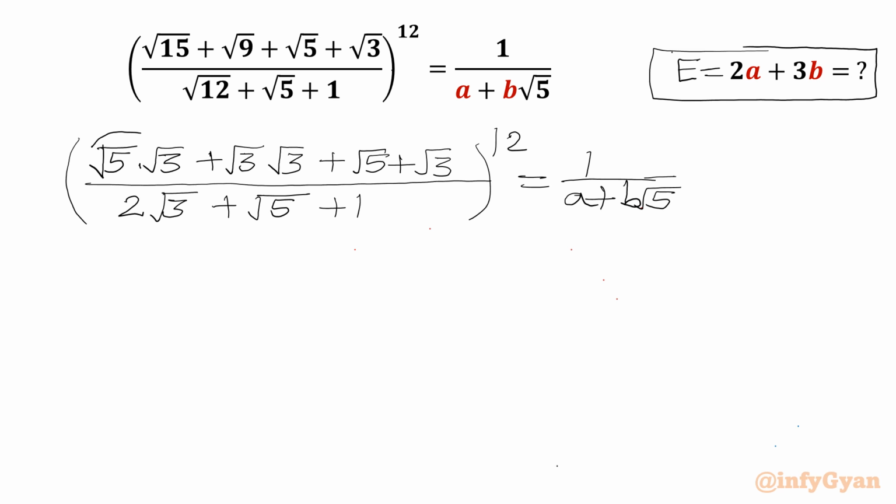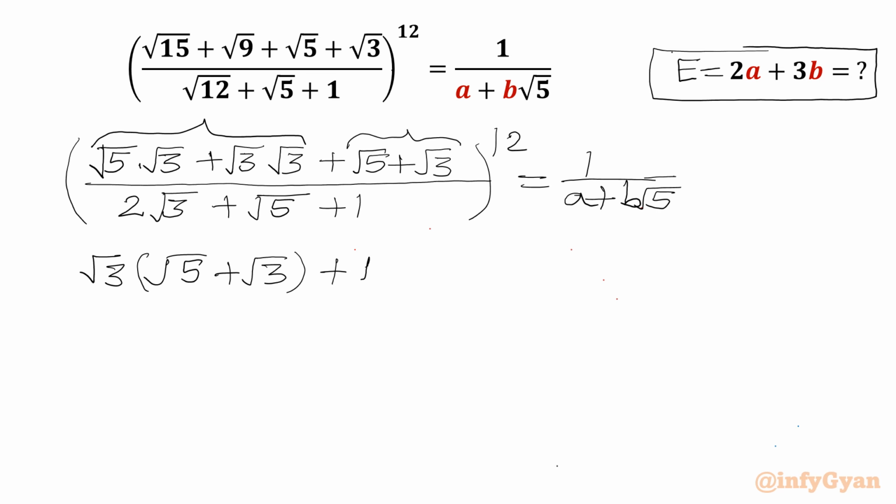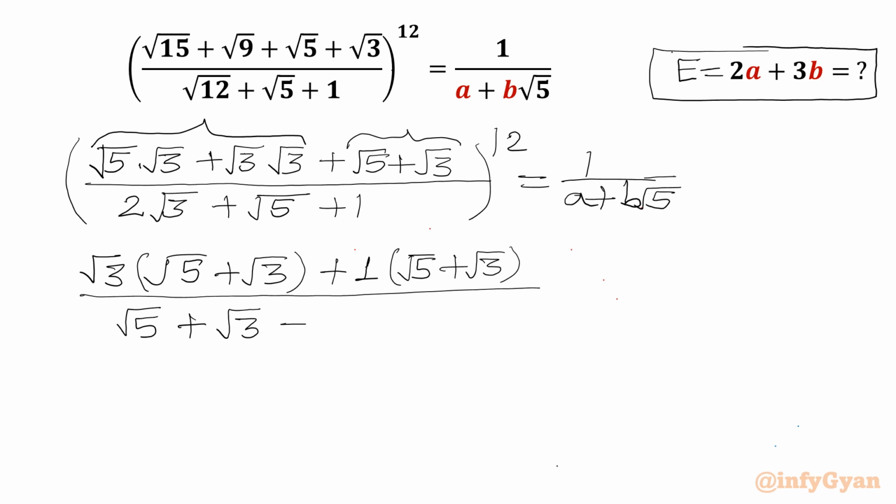Now I will take √3 common from here. So I will be writing √3 in bracket (√5 + √3). Now I will take 1 common from these two, so it will be 1 in bracket (√5 + √3). In the denominator, I will write √5, and 2√3 I will split as √3 + √3, and plus 1. Then our power will be 12. RHS will be 1 over a + b√5.